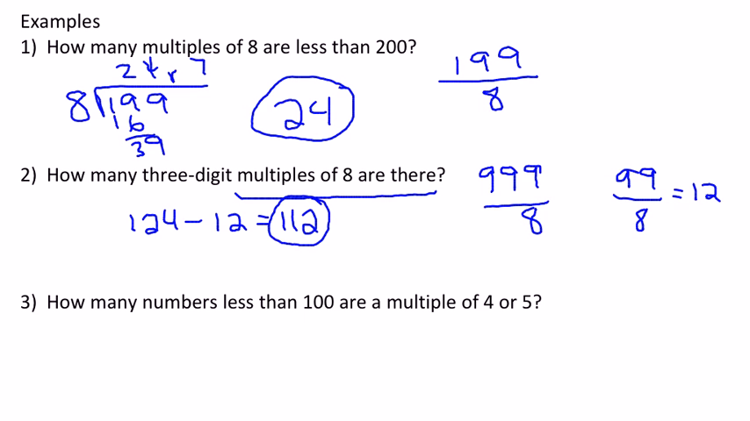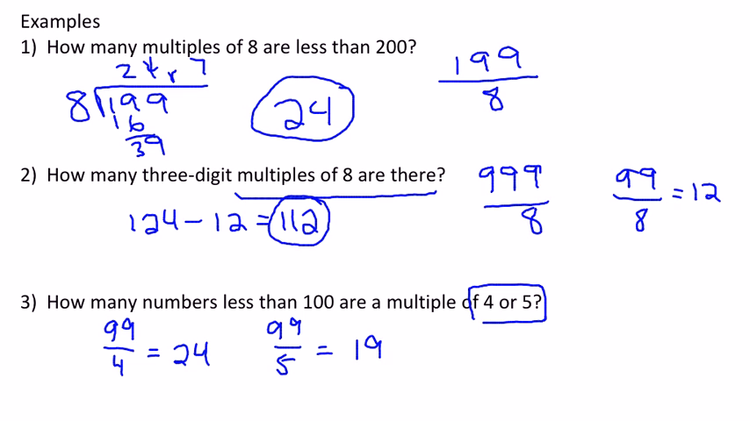How many numbers less than 100 are multiples of 4 or 5? Now this gets a little bit tricky, because some numbers are multiples of both. So you start by doing 99 divided by 4, which equals 24 remainder 3, so we just worry about the 24. And you do 99 divided by 5, which gives you 19 remainder 4. And so now you might think that the answer is 24 plus 19. However, this 24 counts all the multiples of 4, and this 19 counts all the multiples of 5, and it turns out that there's some overlap.